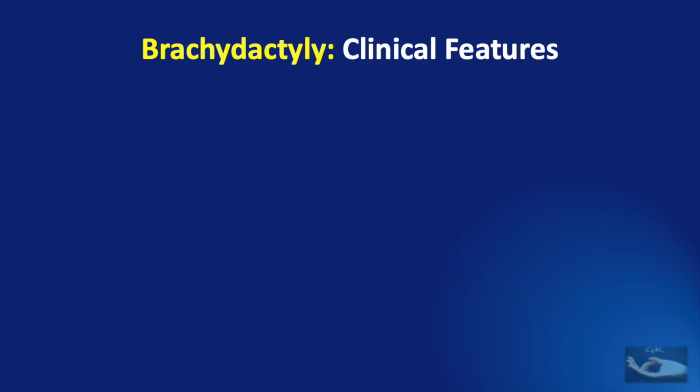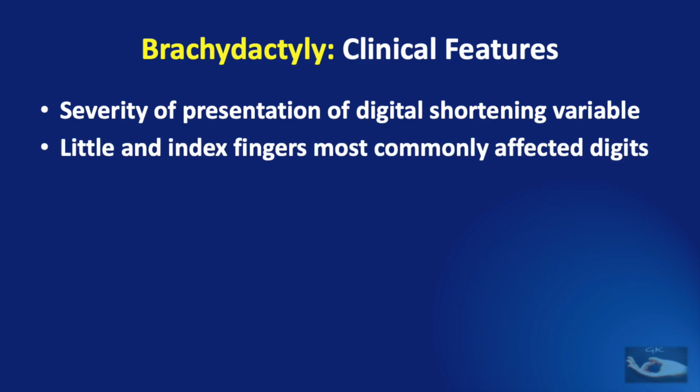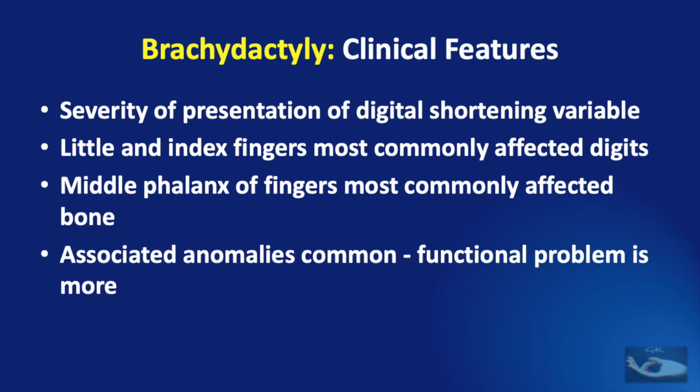As far as the clinical presentation is concerned, the severity of the digital shortening is variable. Mild shortening may sometimes be apparent only because the normal cascade of the digits is disrupted. The index and little fingers are the most commonly affected digits and the middle phalanx of the fingers is the most commonly affected bone. Associated anomalies such as syndactyly, clinodactyly and symphalangism also exist, and when they do, the functional problem is more.